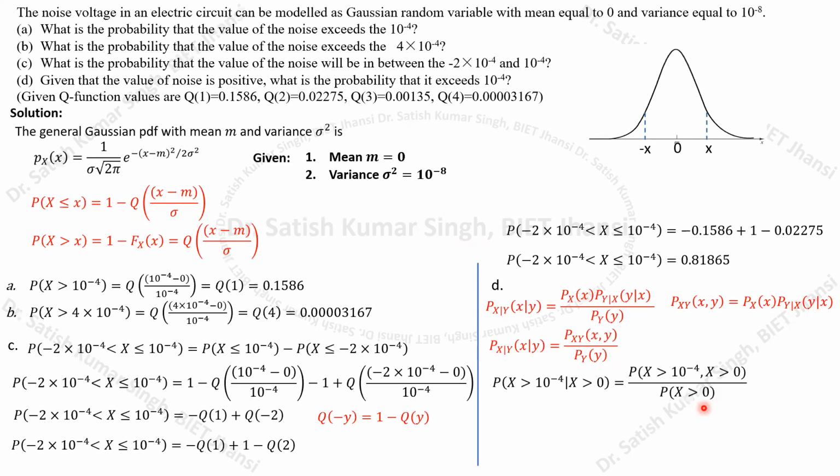So here now you try to understand, if we want to calculate this joint probability, that what is the probability that this x will be simultaneously greater than 10 to the power minus 4, and as well as x greater than 0. Then please try to see, this particular area will be giving you the probability, the entire area will be giving you the probability that the noise voltage will be greater than 0. But if noise voltage is greater than 0, it doesn't mean that simultaneously it will also be greater than 10 to the power minus 4, right?